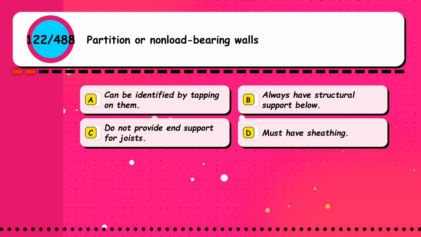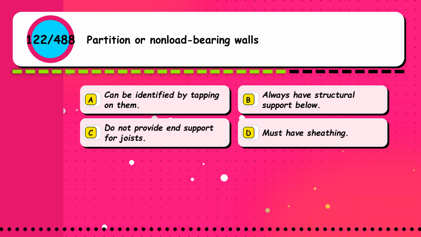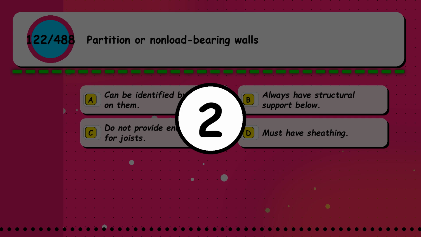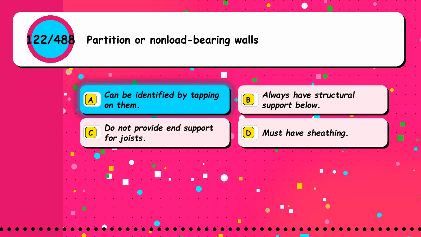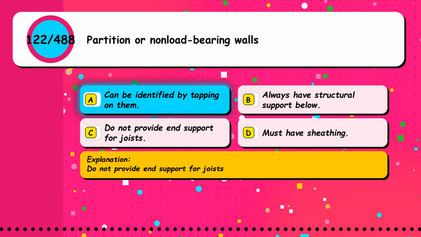Question 122. Partition or non-load bearing walls: Option A. Can be identified by tapping on them. Option B. Always have structural support below. Option C. Do not provide end support for joists. Option D. Must have sheathing. The correct answer is option A. Can be identified by tapping on them. Do not provide end support for joists.